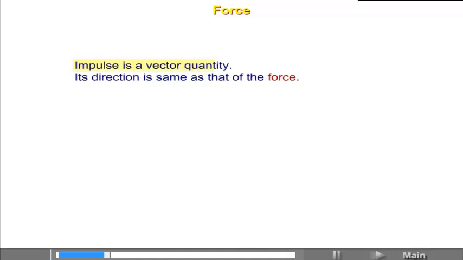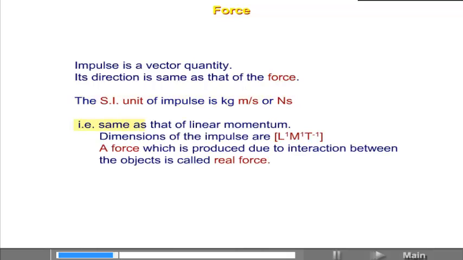Impulse is a vector quantity. Its direction is same as that of the force. The SI unit of impulse is kilogram meter per second or Ns, that is same as that of linear momentum. Dimensions of the impulse are L raised to 1, M raised to 1, T raised to minus 1.